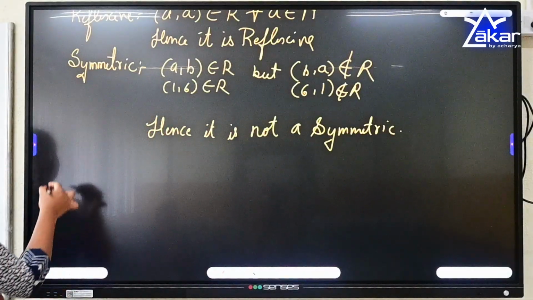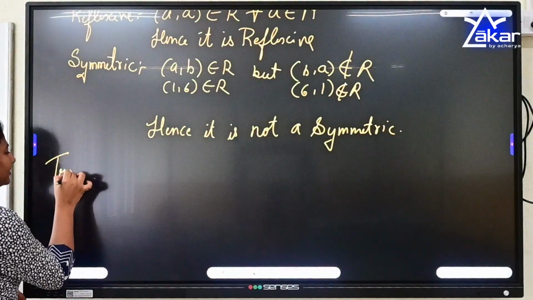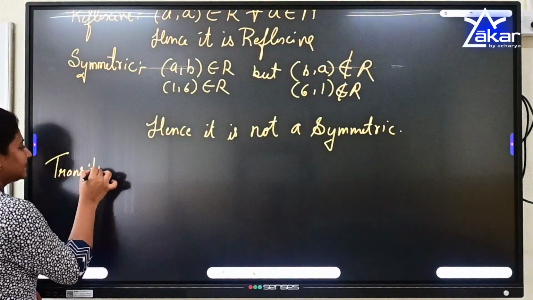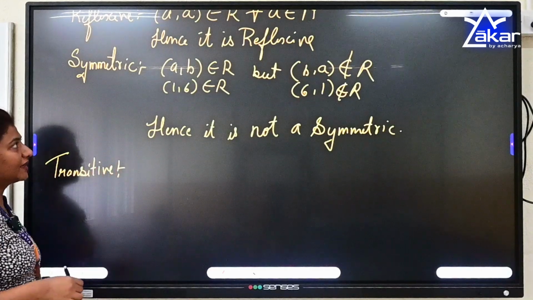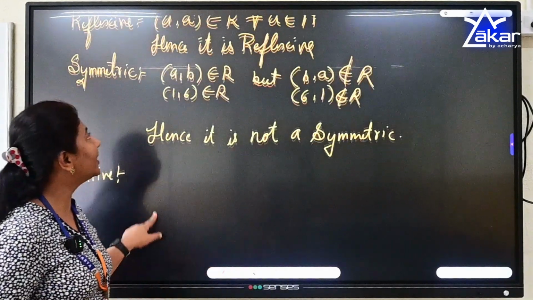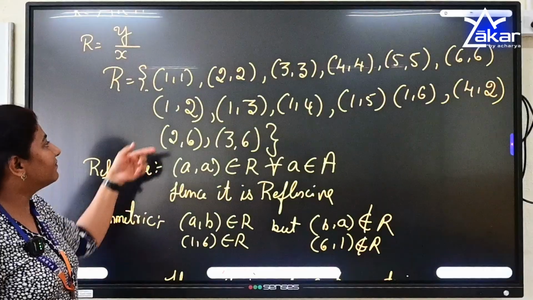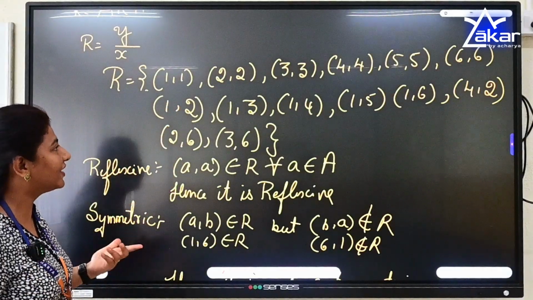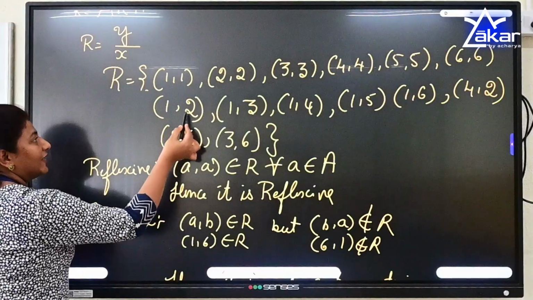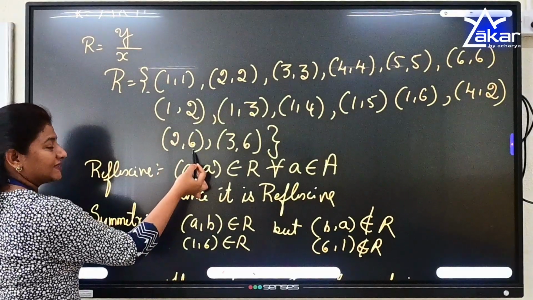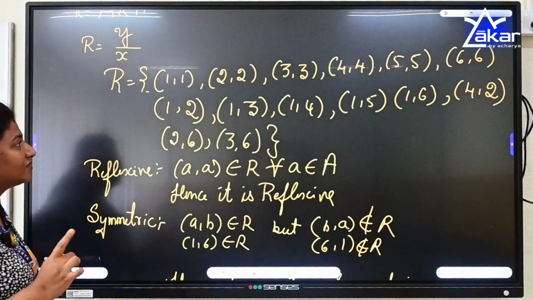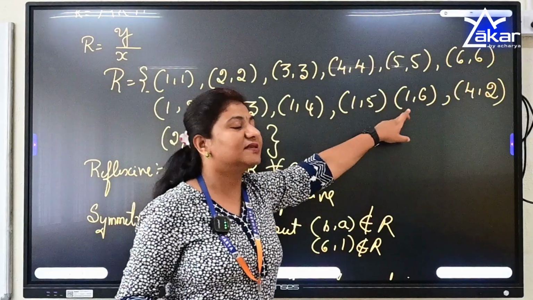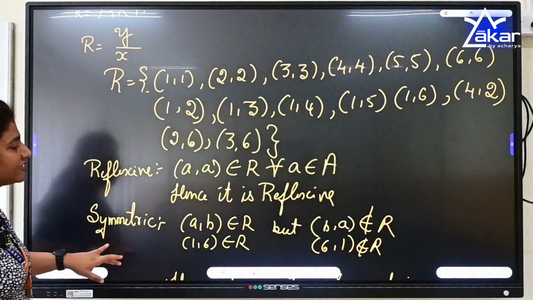In the same way, let us check for transitive. What does the transitive condition say here? Again, you take any 2 elements. If I take 1 comma 2, this 2 has to be linked with some element. Is there any present? 1 comma 2 is there. 2 comma 6 is there. Is there any presence of 1 comma 6? Yes, 1 comma 6 also belongs.